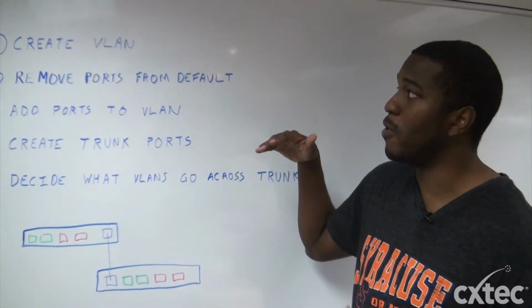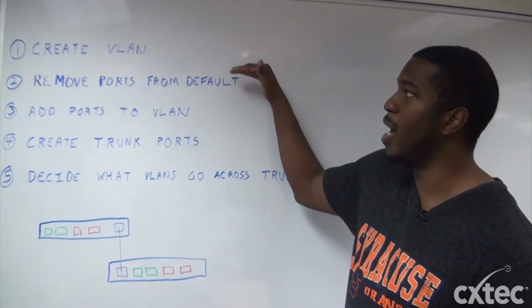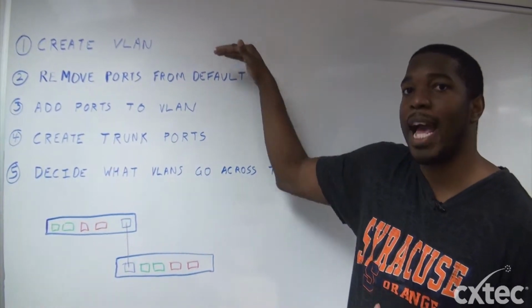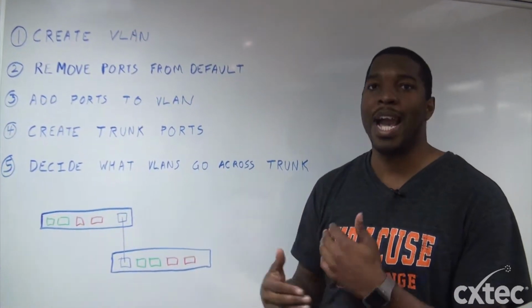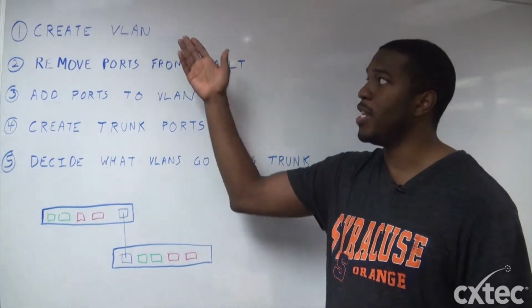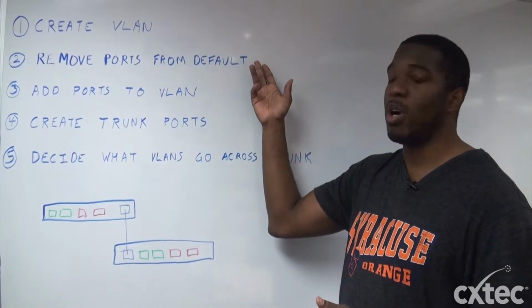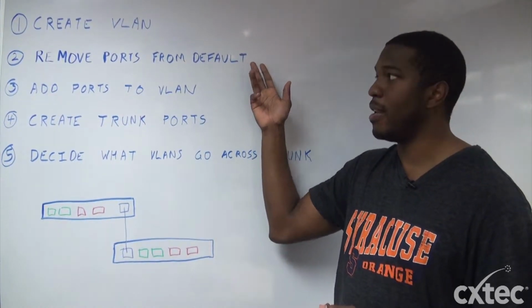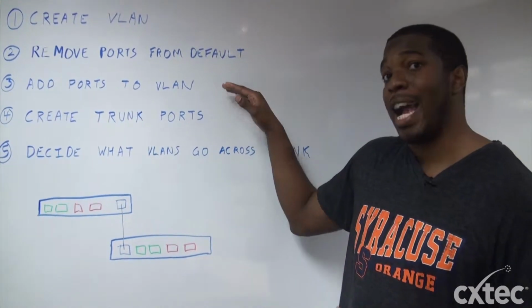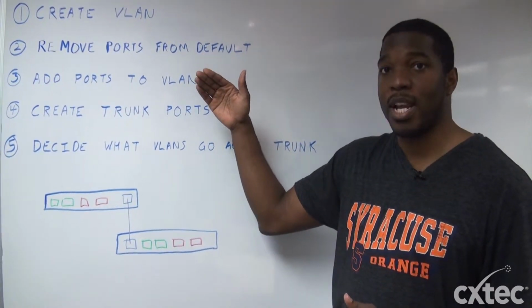So for number 2, the next thing you want to do is anything that you don't want in the default VLAN that's destined for another VLAN, you want to remove that from the default VLAN. What happens is if you don't remove it, it won't let you add it to another VLAN. So you create the VLAN and remove ports that you want in that VLAN from the default VLAN. The third step is to add those ports to the new VLAN that you created.